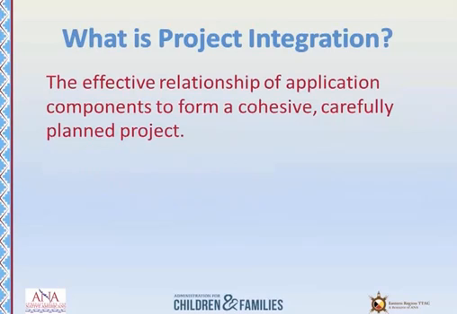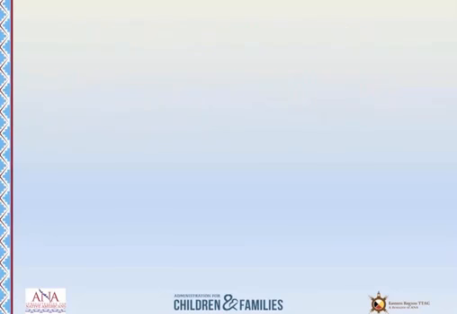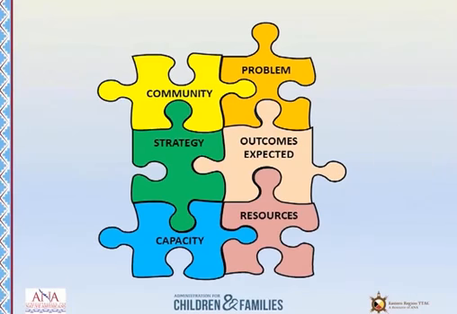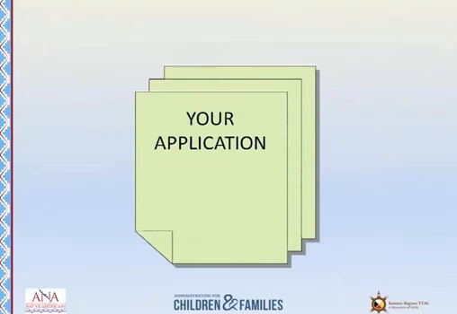So for our purposes, the definition of project integration is the effective relationship of application components to form a cohesive, carefully planned project. There needs to be an interconnectedness between the elements of your application so that they seamlessly tell the story of your project. A lack of project integration often demonstrates holes in your project planning that could potentially impact your project's implementation. In the previous webinar, we discussed the 6 key elements of an application. If your application was a jigsaw puzzle, how well do the various puzzle pieces fit together to tell your story?